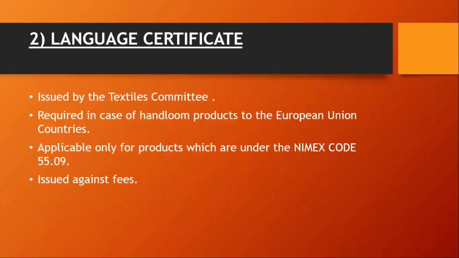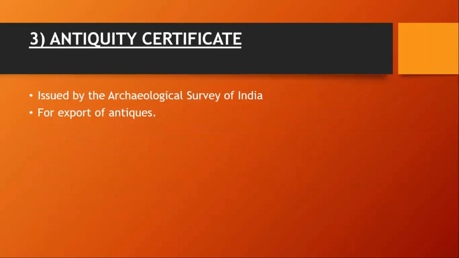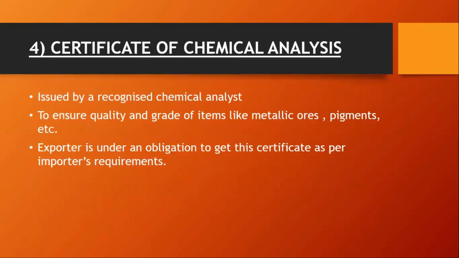Coming on to the next, we have language certificate. This certificate is issued by the Textile Committee as it is required in case of export of handloom products to the European Union countries. The Textiles Committee issues this certificate against a prescribed fee. Coming on to the next, we have Antiquity Certificate. This certificate is issued by the Archaeological Survey of India and is required for the export of antiques from India.